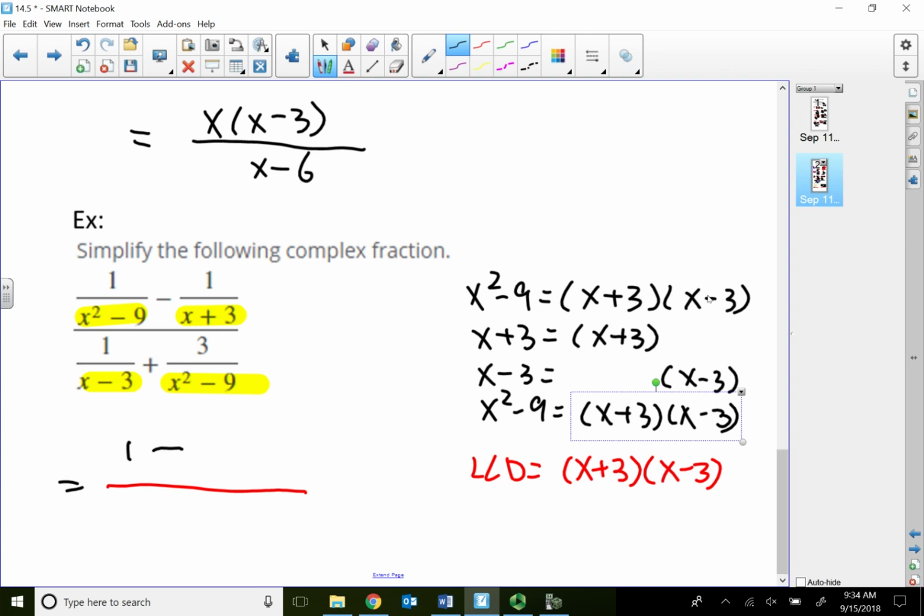Minus second denominator. All right, what does the LCD have that the second denominator doesn't have? X minus 3, or you can say my second denominator goes into the LCD x minus 3 times. We take that x minus 3 times my numerator, negative 1. All right, third denominator. What does the LCD have that the third denominator doesn't have? It doesn't have an x plus 3, so we take that x plus 3 times my numerator 1.